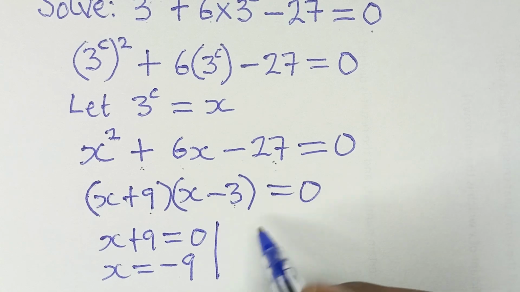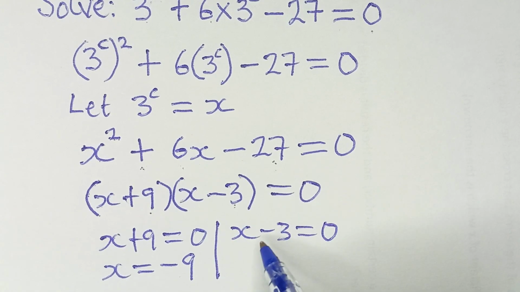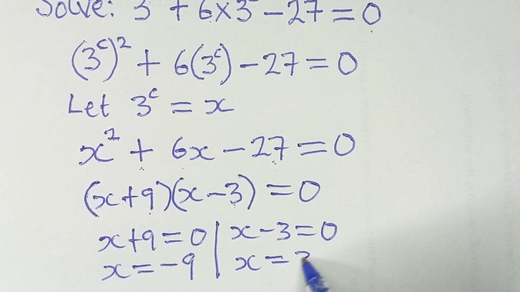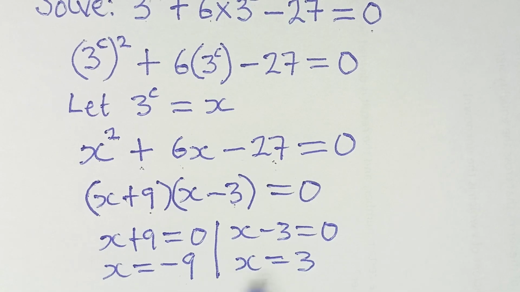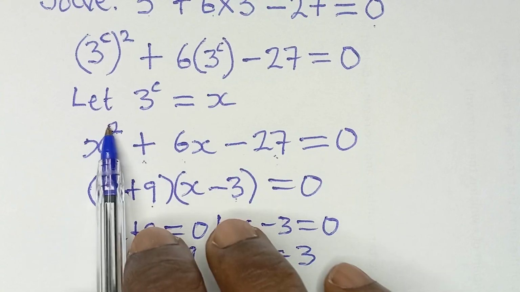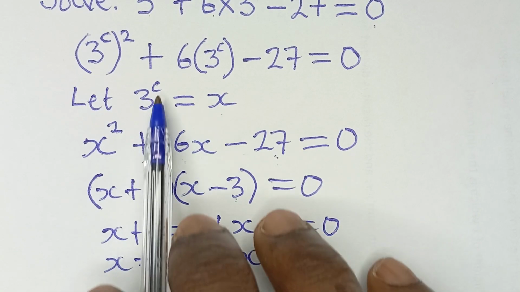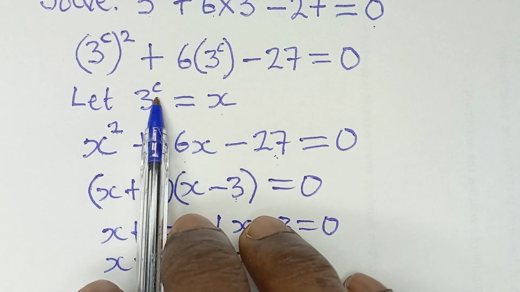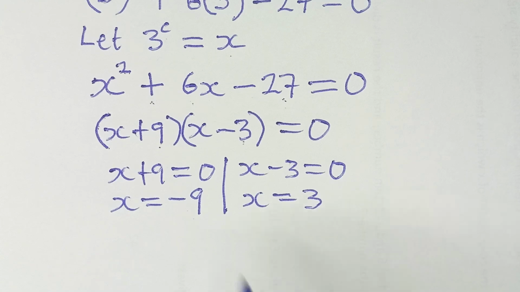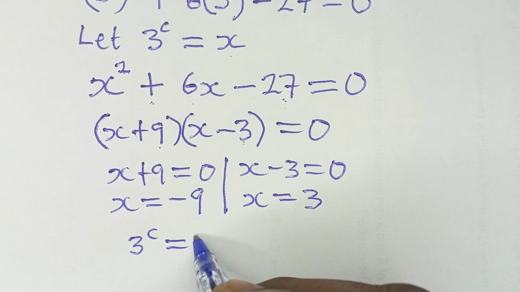And then with this second bracket, we say x minus 3 is equal to 0. Then when this negative 3 goes to that side, it becomes positive 3. So x will be equal to positive 3. So these are the solutions. Now let's come back to our situation here that we said let 3 raised to the power c be equal to x. Don't forget, we are looking for c. So I'll come back and write here that 3 raised to the power c is equal to x.